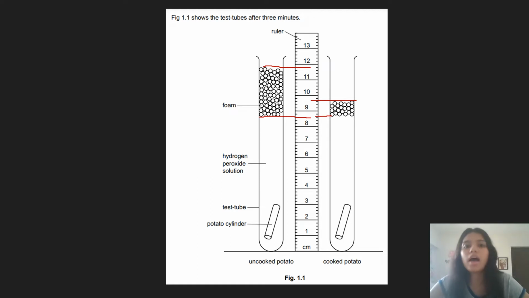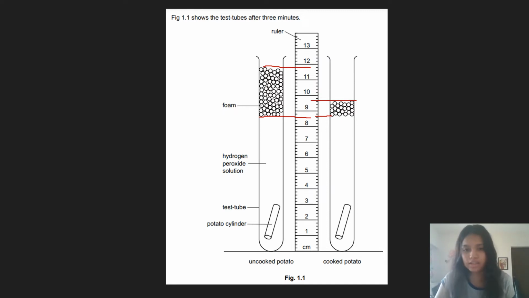Okay, and is there anything else that we can use from this? Yeah, that's it. As you can see now, the foam for the uncooked potato is much greater in height than that for the cooked potato. Why? When you cook a piece of potato in hot water, you are basically exposing the enzymes in the potato, specifically catalase, because we are only measuring the rate of catalase activity, to a much higher temperature than its optimum temperature.